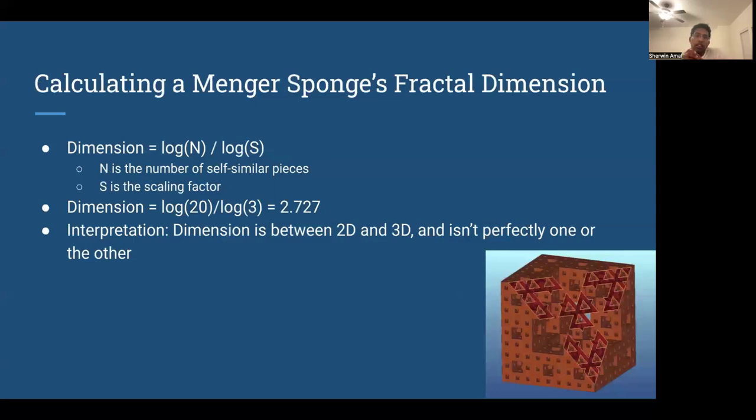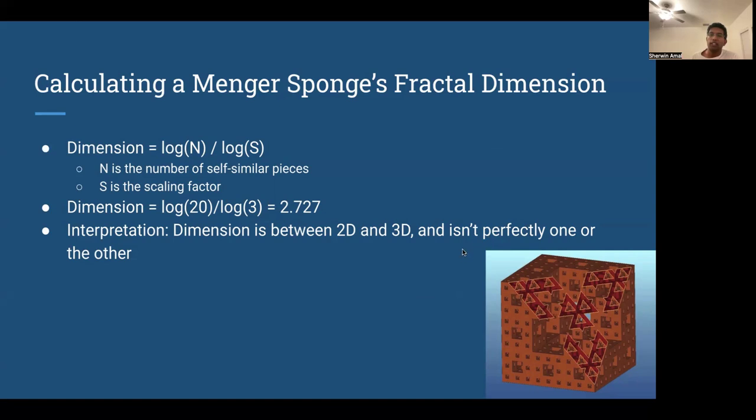Whenever we're calculating a Menger sponge's fractal dimension, what you're going to notice is that the dimension is calculated by log of n divided by log of s. The log of n is the number of self-similar pieces, and s is essentially the scaling factor. For the Menger sponge, the number of self-similar pieces is 20, and the scaling factor is 3, so your total dimension would be about 2.7.